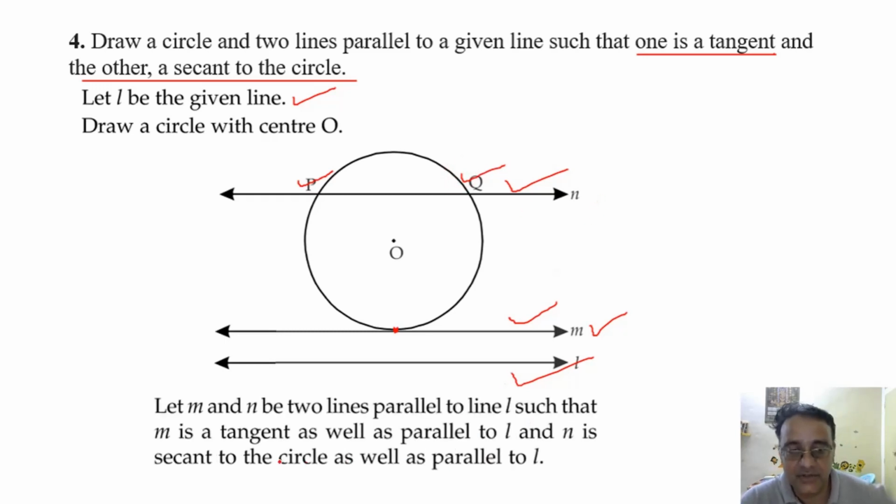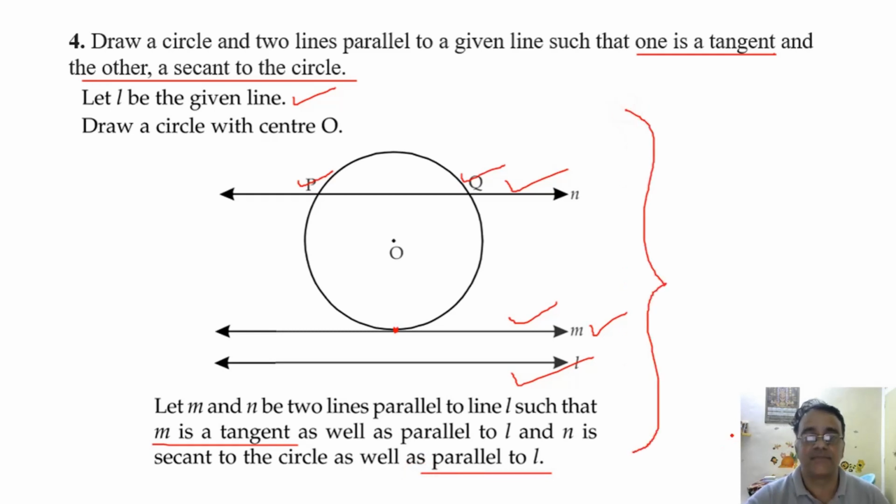Okay. So let M and N be two lines parallel to L such that M is a tangent as well as parallel to L and N is a secant to a circle as well as parallel to L. Any doubt? This type of question will not come in your examination. Board exam में ऐसे questions नहीं आते हैं. But third question is important. Okay. So now this is the last question of first exercise.